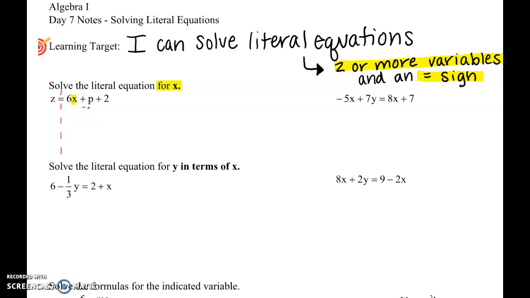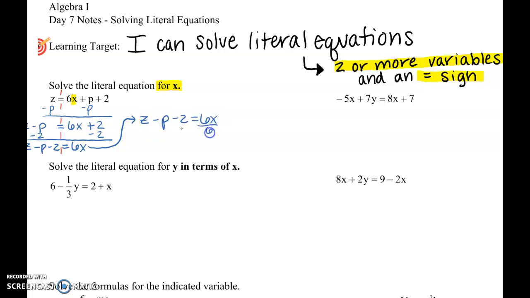To move the 2 and to move the p, I need to subtract them from both sides. When I bring them to the other side, it's not like terms. So this becomes z minus p equals 6x plus 2. Now I have to subtract the 2. Since the 2 isn't like terms with the z or the p, it becomes z minus p minus 2 equals 6x.